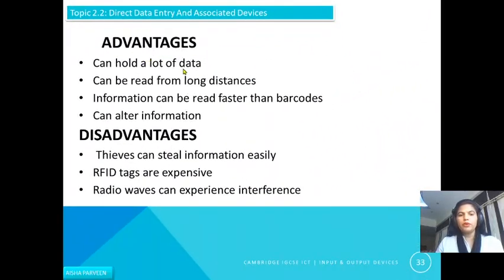It can hold a lot of data, and can be read from long distances also. Information can be read faster than with barcodes. It can alter information also. So these are the advantages of RFID tags. What are the disadvantages? Thieves can steal information easily. RFID tags are expensive. Radio waves can also experience interference.